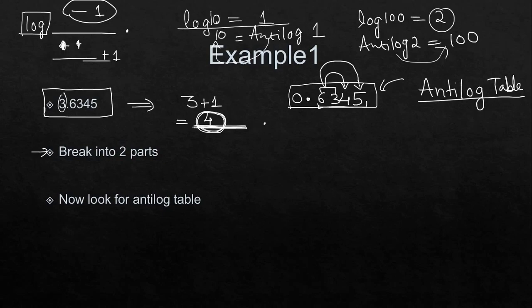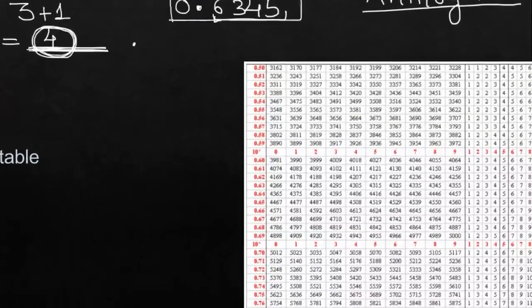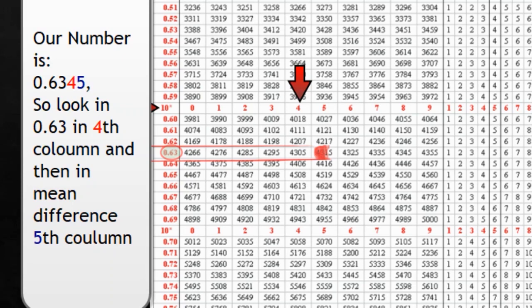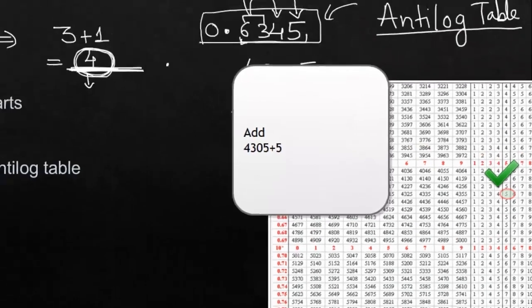So let me show you the antilog table first, then it will be clearer. So this is your antilog table, and here also there is one column that starts from 0, right? So look for 0.63 in the fourth column first. 0.6345 is our number. So 0.63 in the fourth column is 4305. That is your value. Now again see 0.63 in the mean difference in the fifth column. The fifth column lies 1, 2, 3, 4, 5. So the value is 5 here.